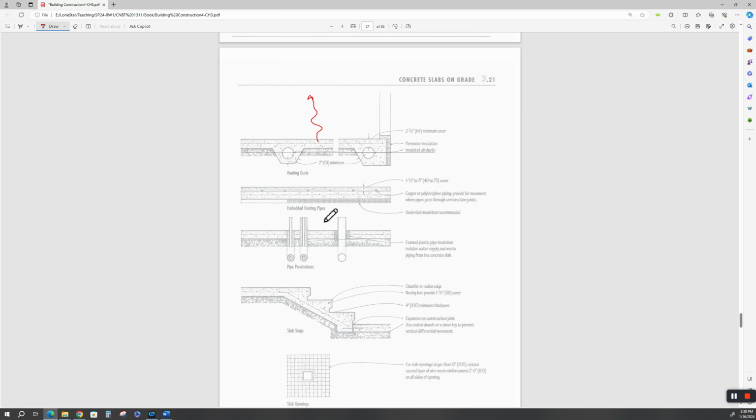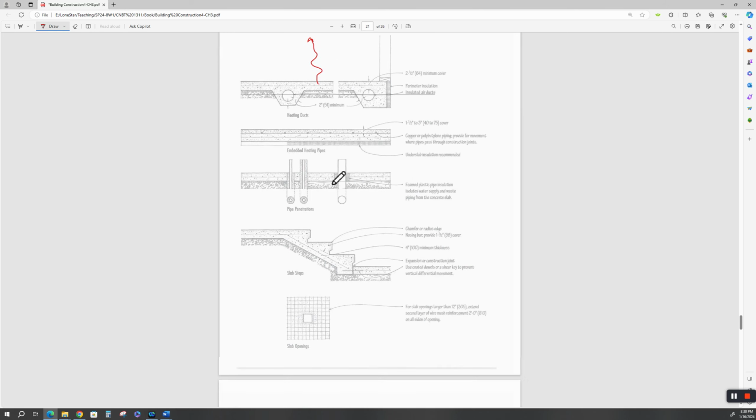Let's see, embedded heating pipes. No, here's the embedded heating pipes. Well, they'll pour a cover slab over the pipe grid. A lot of them in Colorado are just in the grids in the cast in place concrete up in here. There are several ways of doing this.